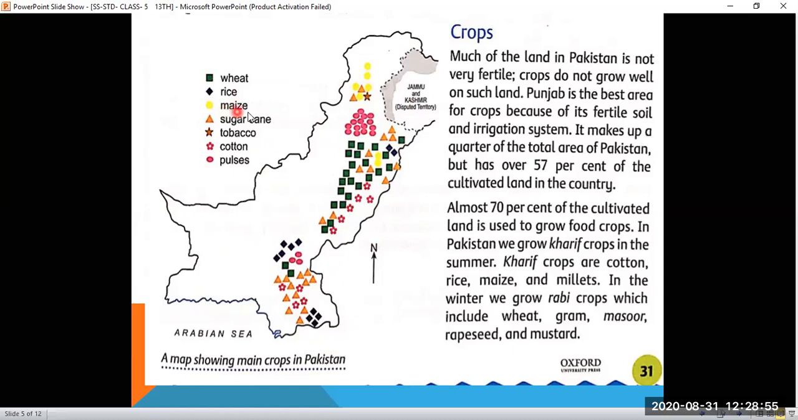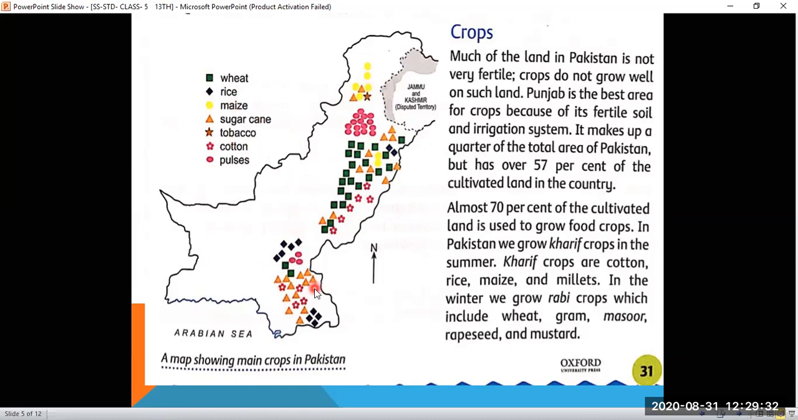And this yellow color shows the maize. These are the areas where the maize is cropped. And this triangle shows the sugarcane. These areas in Punjab are the sugarcane growing areas, and these areas in Sindh are the sugarcane growing areas. But in a few areas of Baltistan or KPK there is also sugarcane, but mostly in Punjab and Sindh.